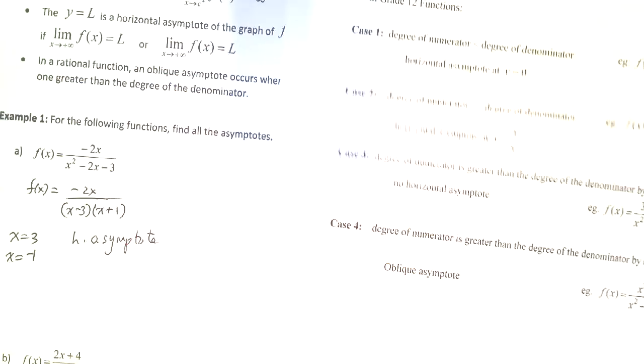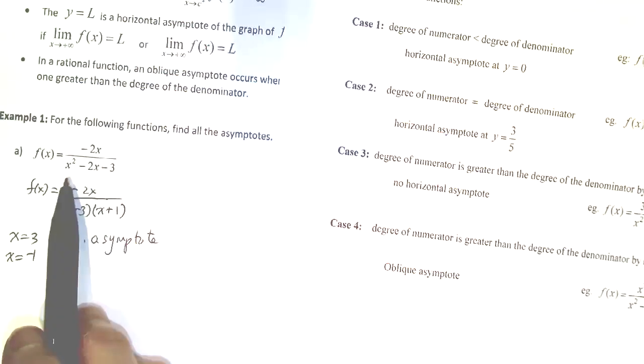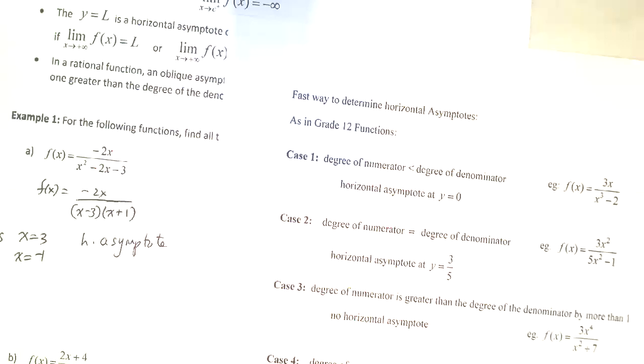And so when you look at this, the degree of the numerator is 1, the degree of the denominator is 2. That neatly fits into this first case.